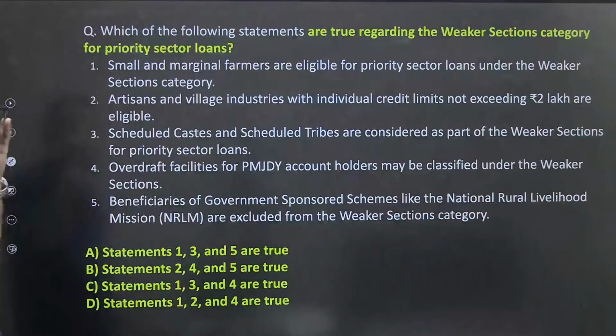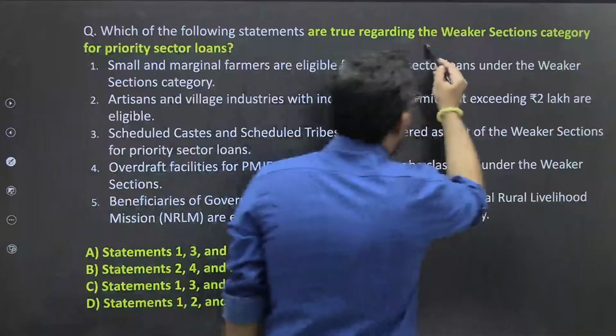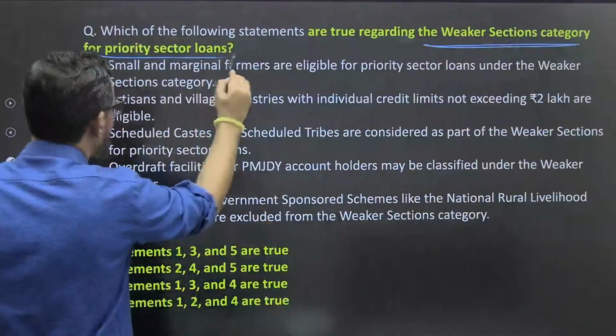दैट इज द वन। नेक्स्ट वन, which of the following statements is true about the weaker section category for the priority sector?